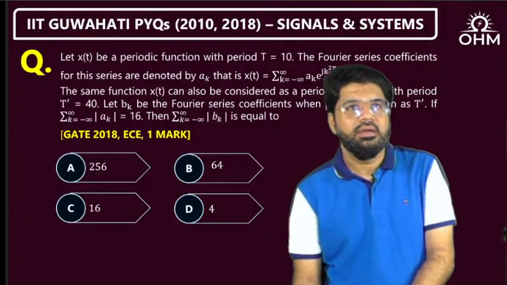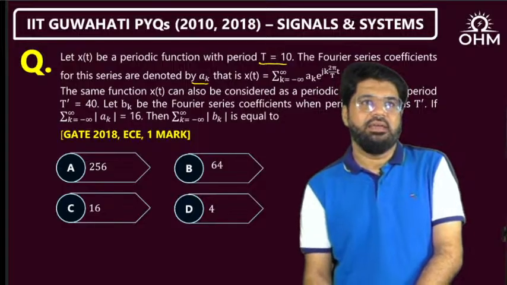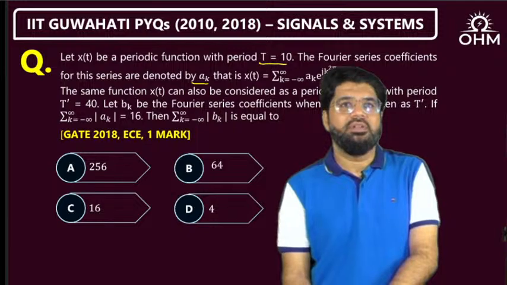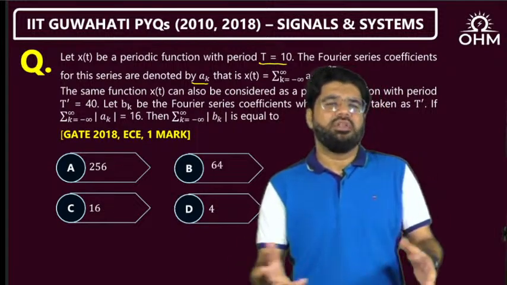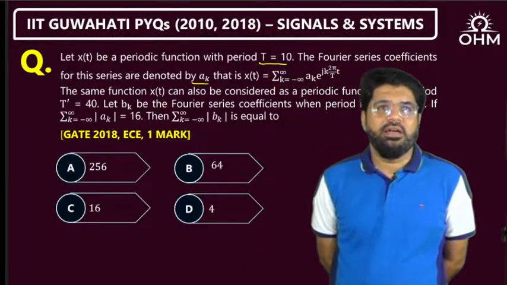The Fourier series coefficients for this series are denoted by a_k. And x(t) is given as the summation from minus infinity to infinity of a_k e^(jk 2π/T t). The basic Fourier series expression, the exponential Fourier series form: summation a_k e^(jkω₀t).